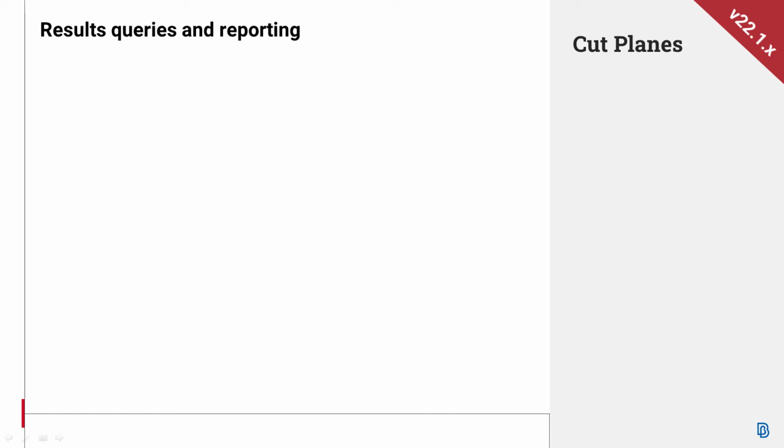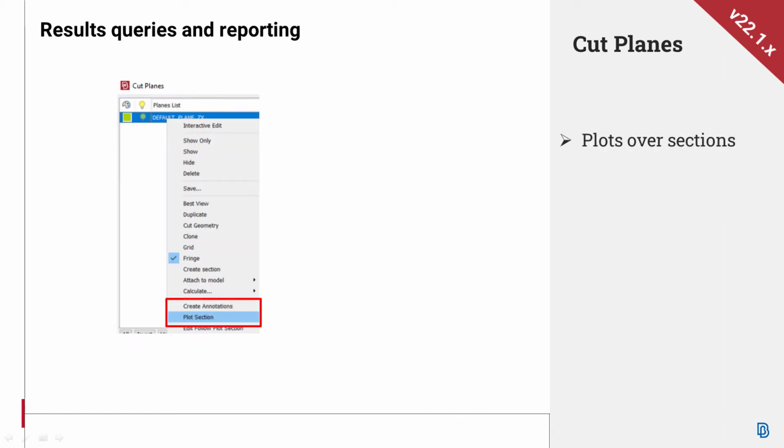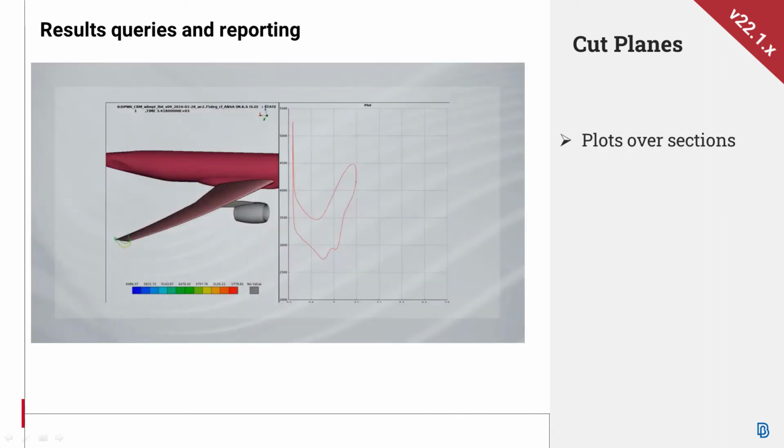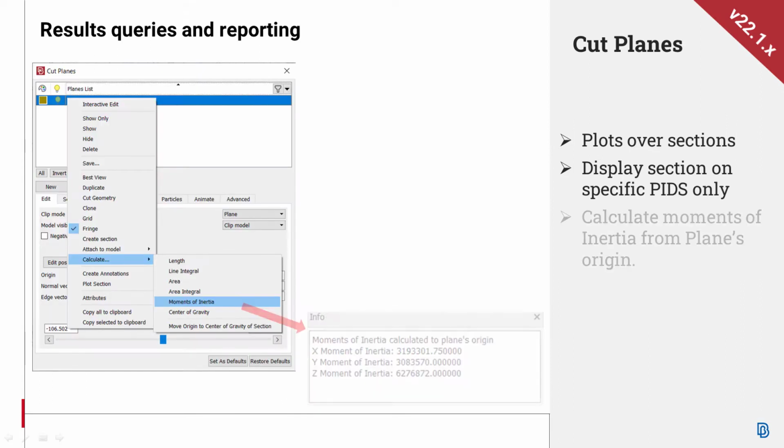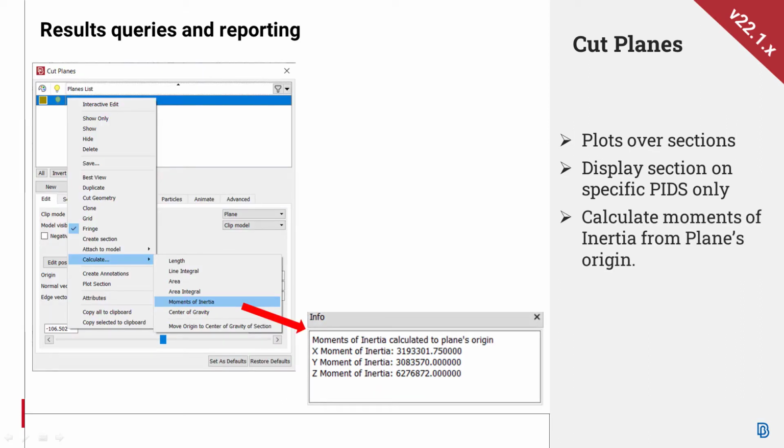Moving on to cut planes, it is now possible to easily create plots of a label over a section through cut planes. It is possible to display a section only on specific PIDs. In the context menu of a cutting plane, under the Calculate menu, we added the option to calculate moments of inertia, and the results are printed in the info window.